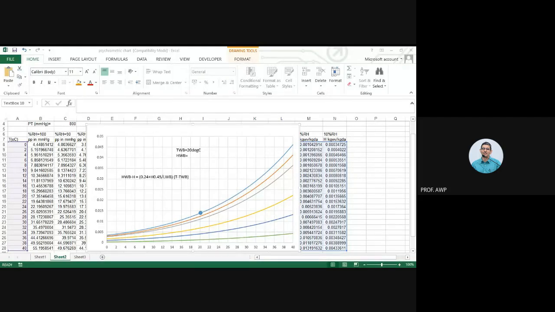Okay, will you do it in Excel later? Let us just go to the chart. So what you will get is a humidity chart. I'm just showing you one example of this chart.